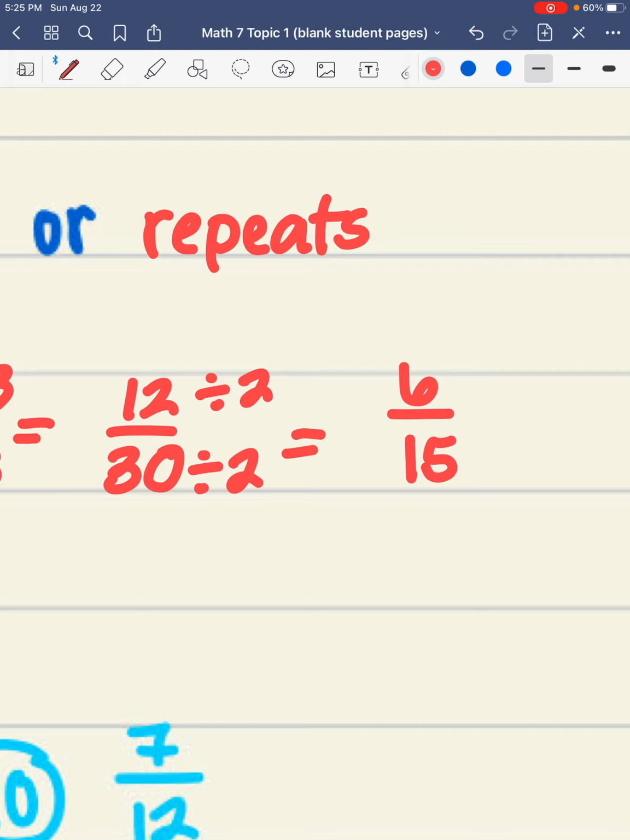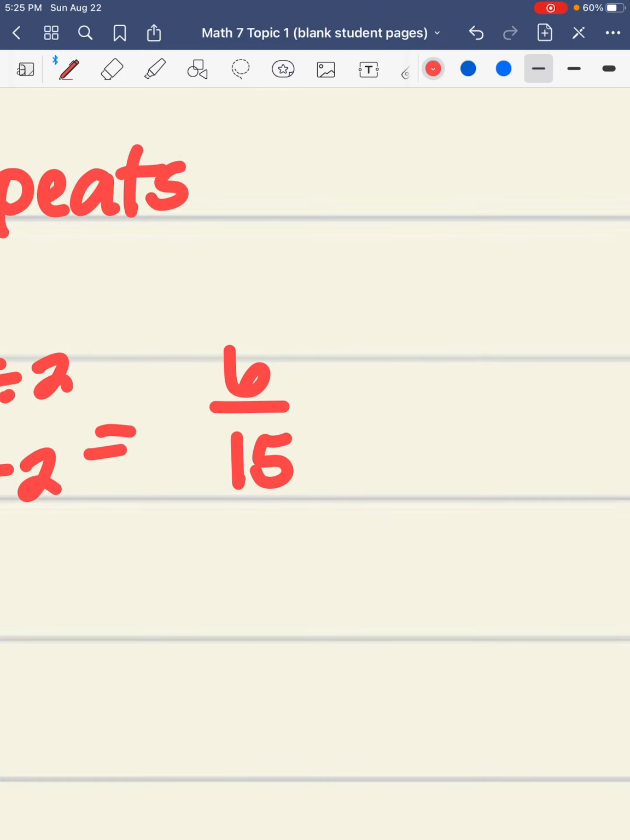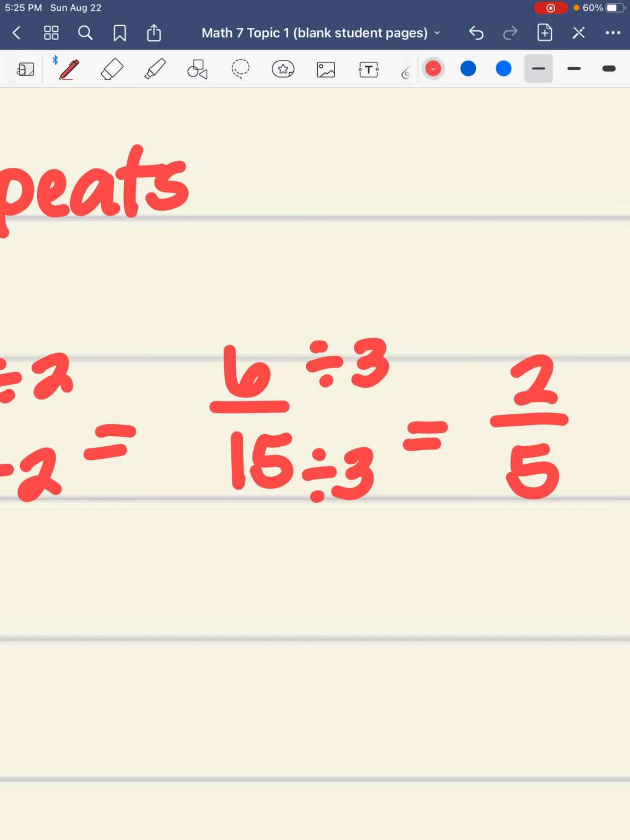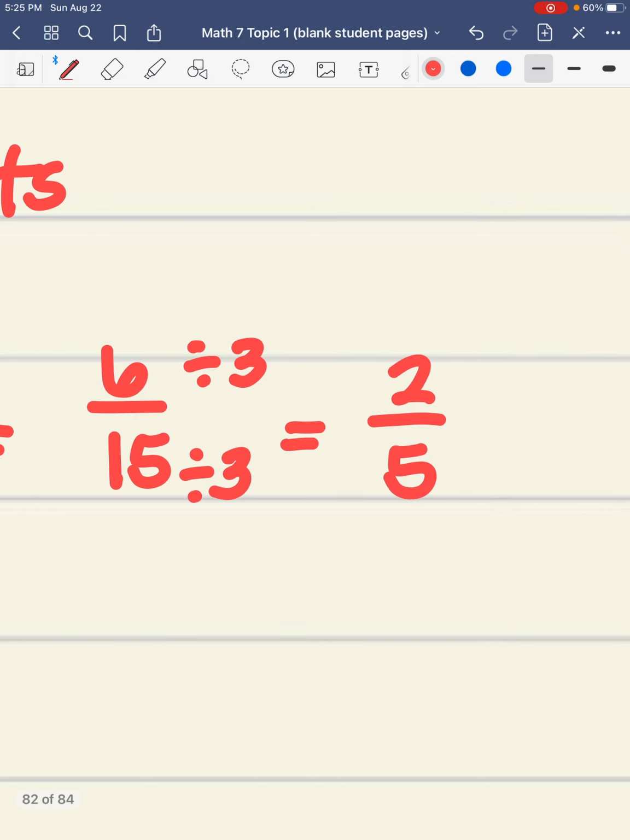So 6 over 15. We're getting really close here. But I still know that I can reduce these. 3 goes into both of these numbers, so I'm dividing by 3. 6 divided by 3 is 2. 15 divided by 3 is 5. So I get 2/5. So this right here is what I'm going to use to do my long division.